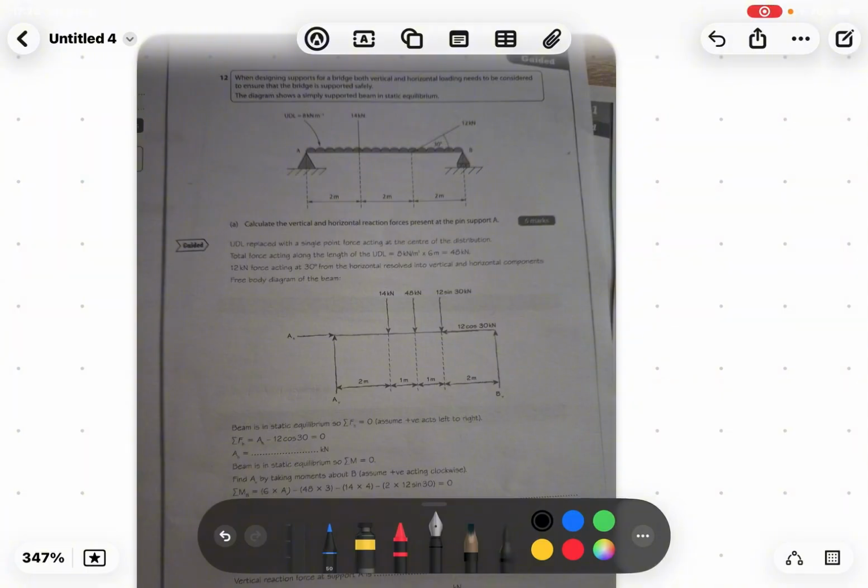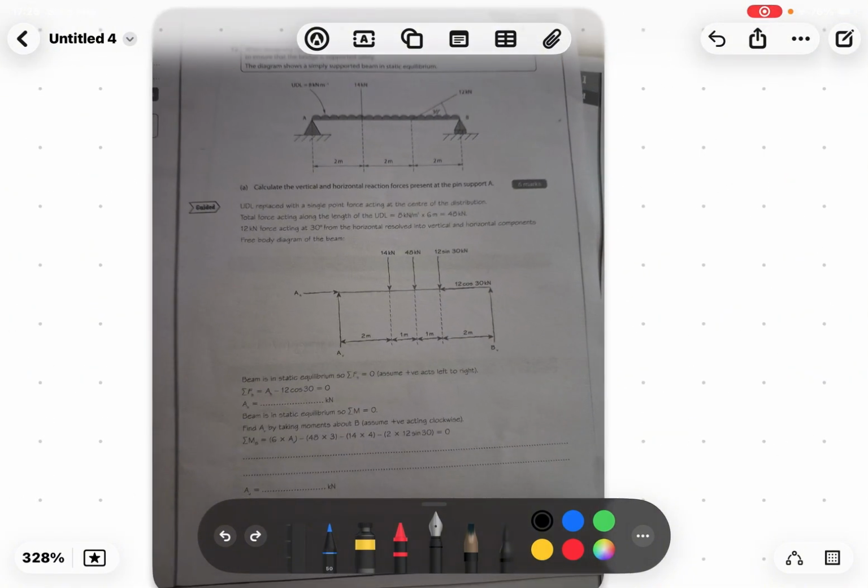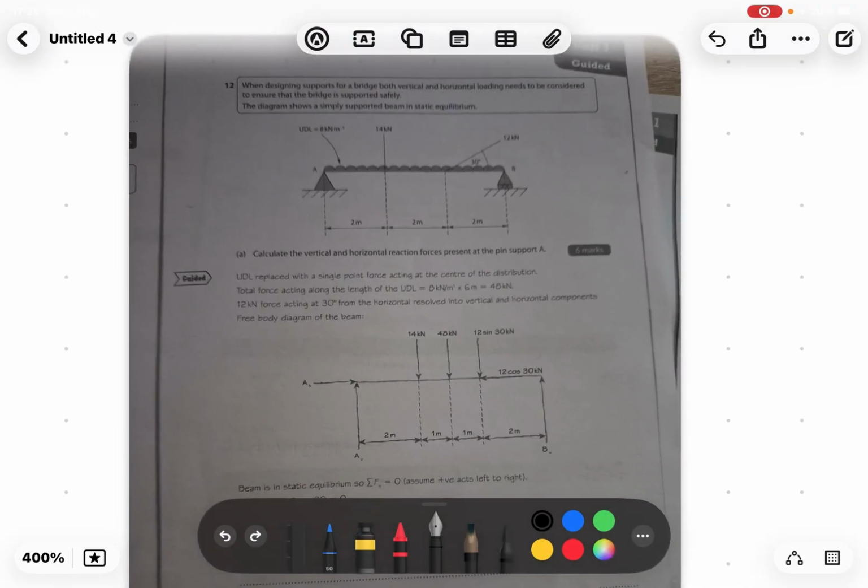So, read it please. Calculate the vertical and horizontal reaction forces present at point A. So we're looking only at point A. Over here, this is applying. Basically, this is a free body diagram, right? Which makes it a lot easier. However, it's not like it helps that much. But basically, this thing, we expand. No, we actually just make it the same as this.